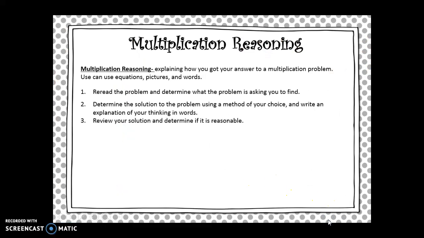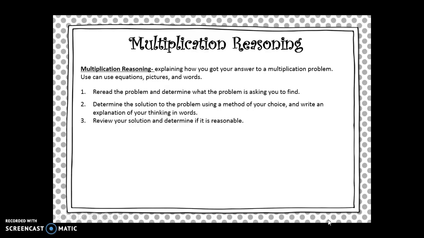Now, we need to talk about what exactly is multiplication reasoning. Multiplication reasoning is explaining how you got your answer to a multiplication problem. We can use equations, pictures, and words. There are 3 steps that we have to go through when we are talking about multiplication reasoning and thinking about how we got our answer.